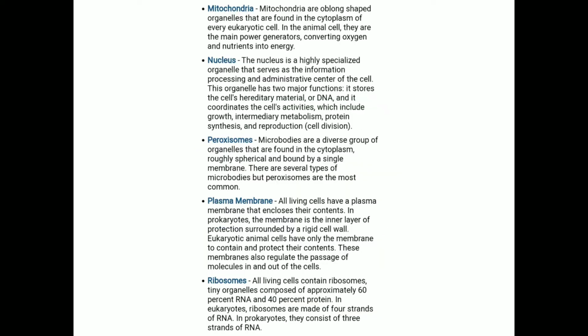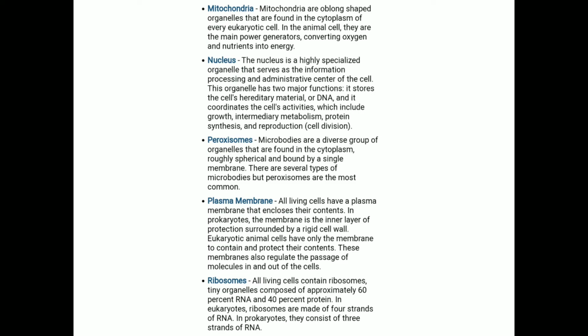Then mitochondria. Already you know about the mitochondria. Mitochondria are generally considered the powerhouses of the cell. It is the site for cellular respiration. Why? Because cellular respiration takes place in the mitochondria only. In the cell, a specialized structure is the mitochondria. Hence, the mitochondria is the site for cellular respiration.